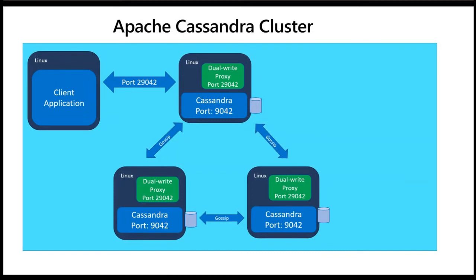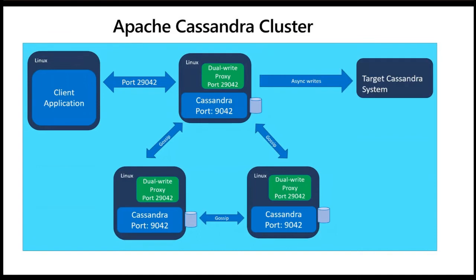And then at that point, the proxy is going to route all requests, both reads and writes, to the nodes that it's running on, the source, whatever you define as the source cluster, and then it will asynchronously forward writes and updates to the target Cassandra system, whatever that happens to be.